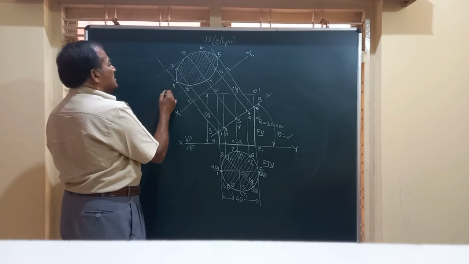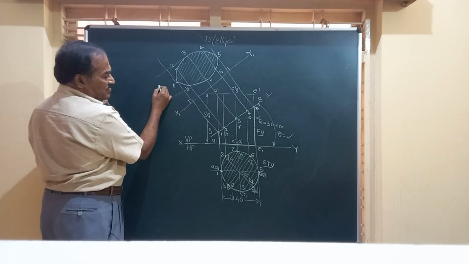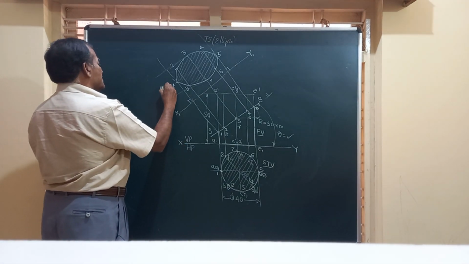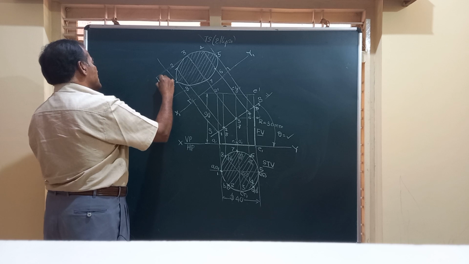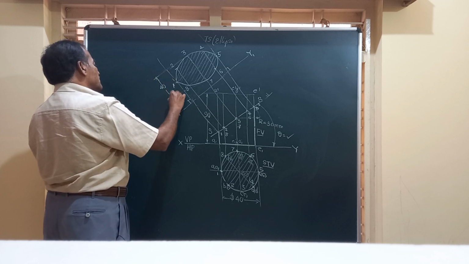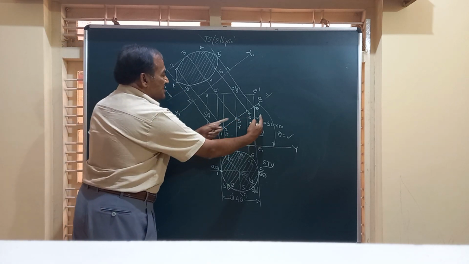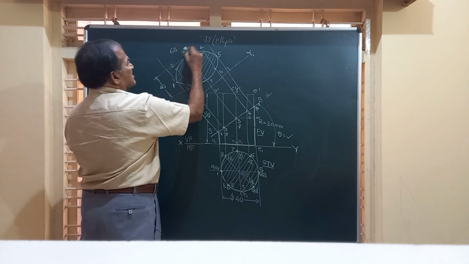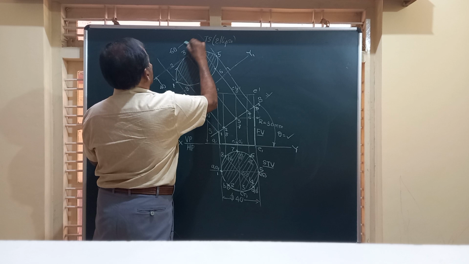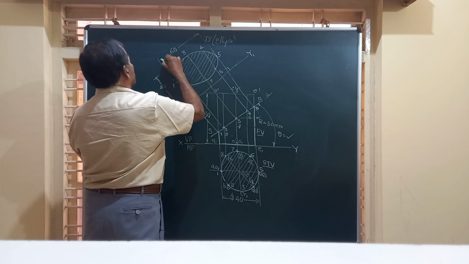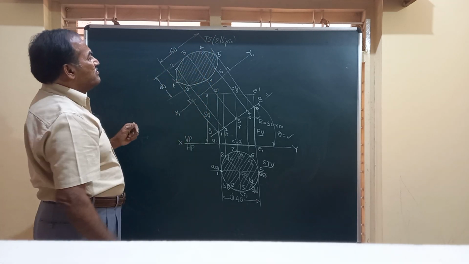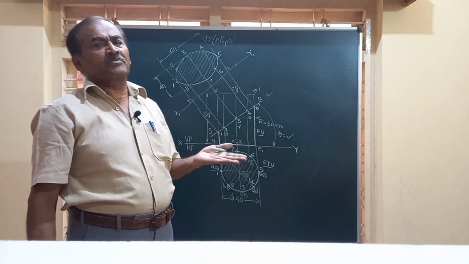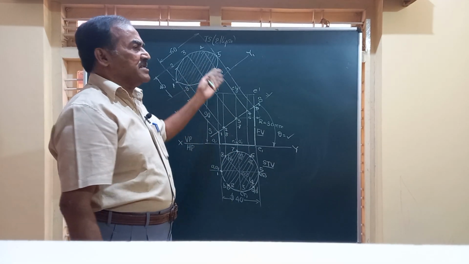So the diameter of this cylinder is 40. So this is 40. Minor axis is 40 mm and the major axis, this is 30 plus 30, 60. The major axis has a dimension of 60 millimeter. This is the true shape of the cut section or true shape of the section, and it is an ellipse.